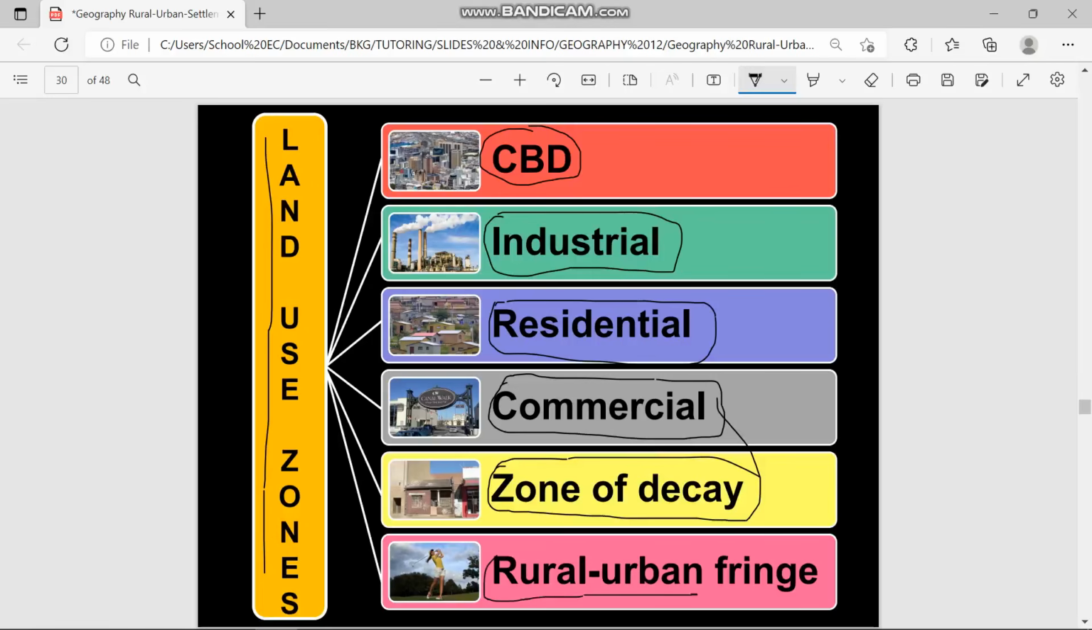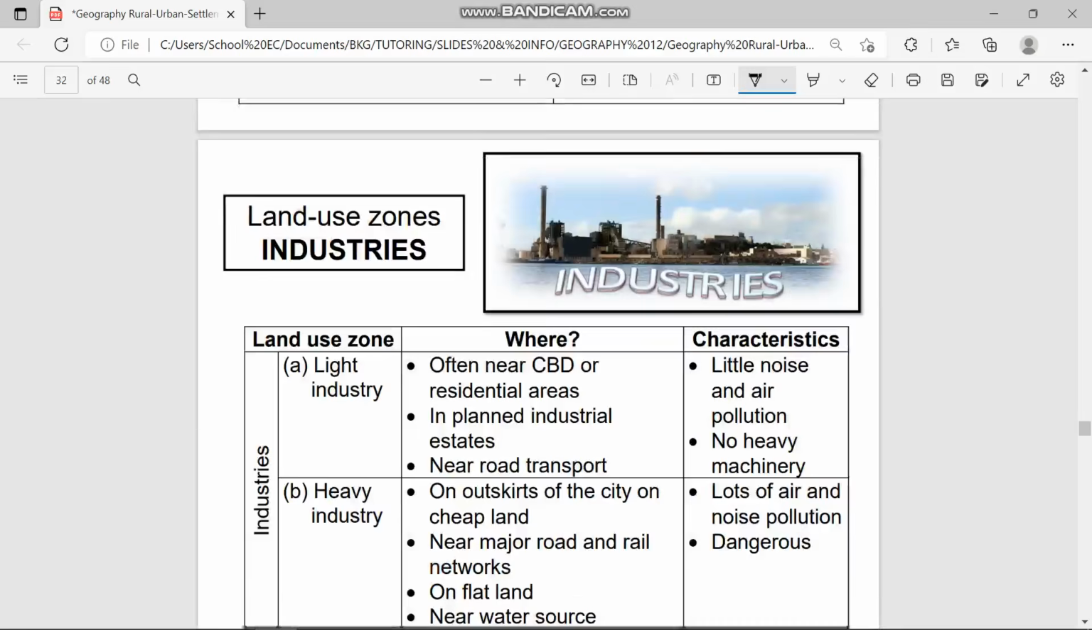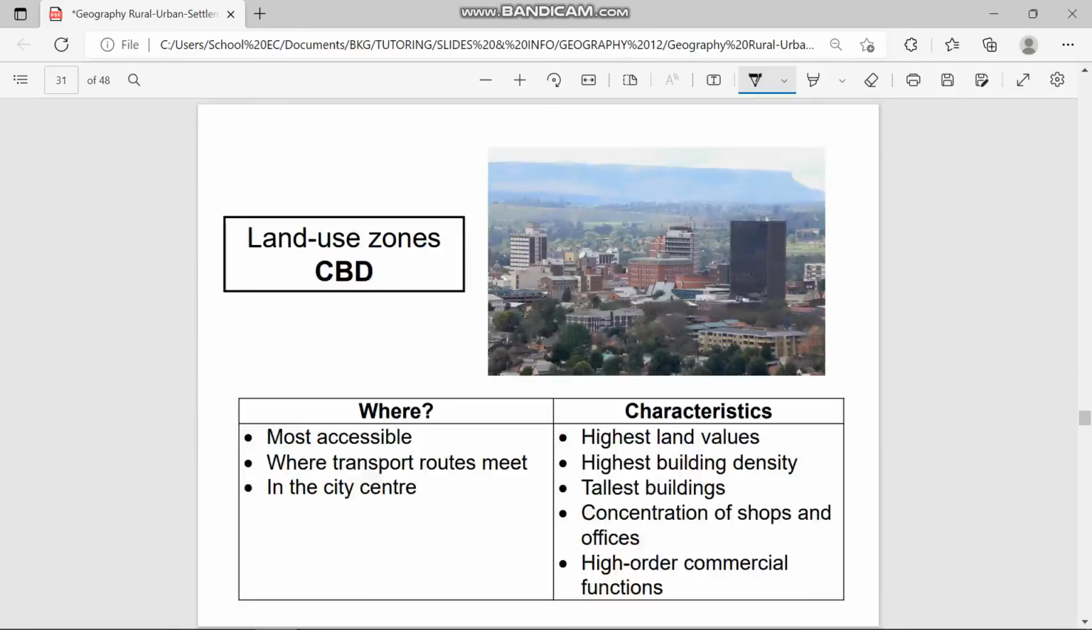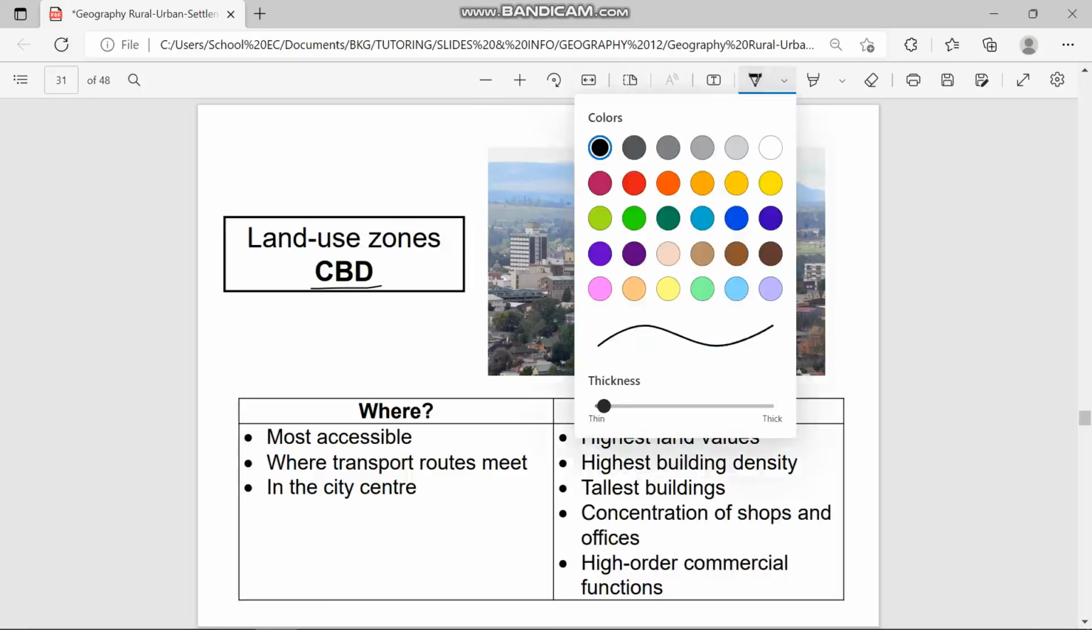Rural urban fringe. Okay, we have the rural urban fringe. These are the areas in urban areas that have characteristics of rural areas, such as your golf courses, your stadiums, and other places. Okay, we're going to discuss them. So land use zones, as we discussed, CBD, okay, let's start by discussing the CBD.